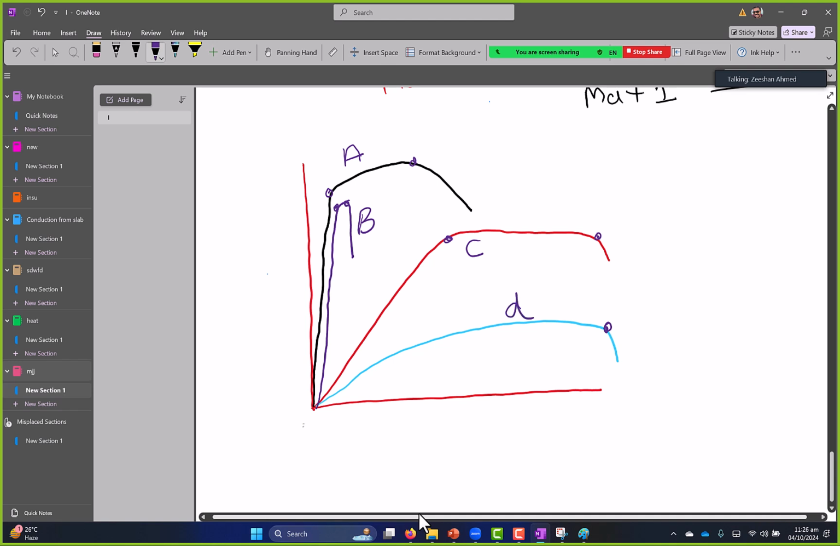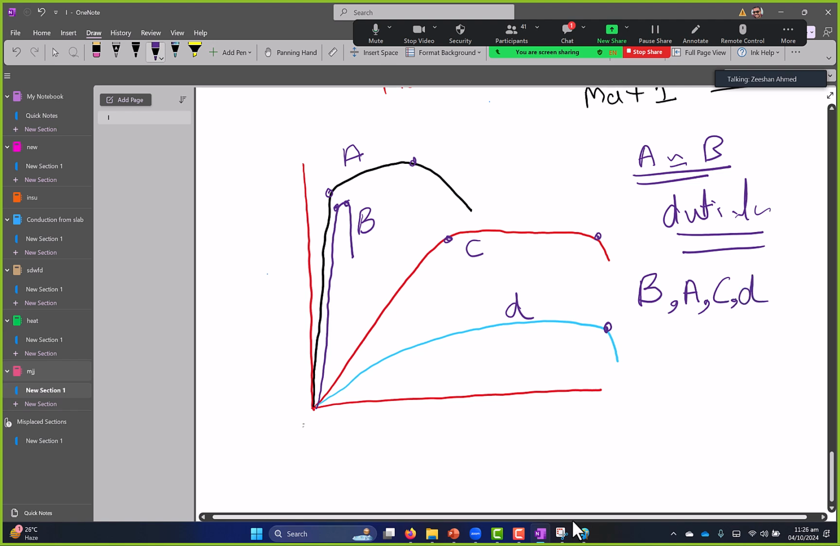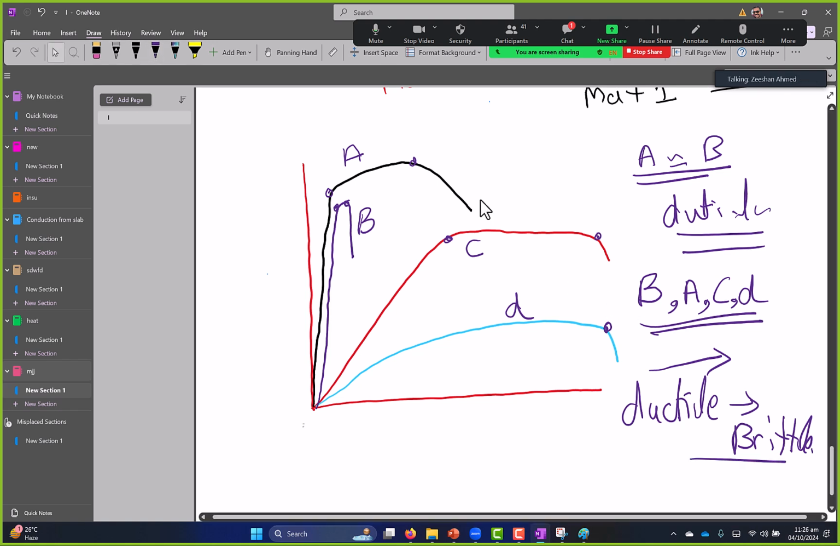Now write your materials for me, from A to D, in the order of which is more ductile. Write all of them on the chart please. If I think B is more ductile, I'll write B, comma A, comma C, comma D, like this. Write for me in this order, from ductile to brittle. Write it on the chat.